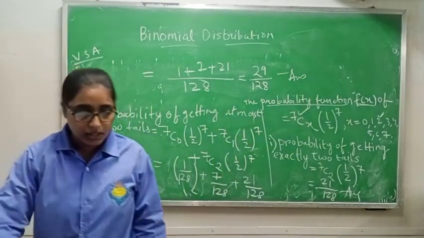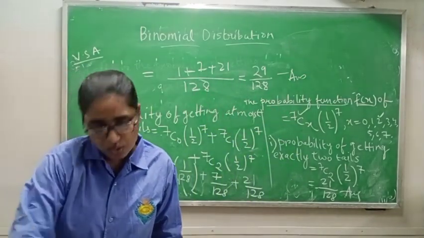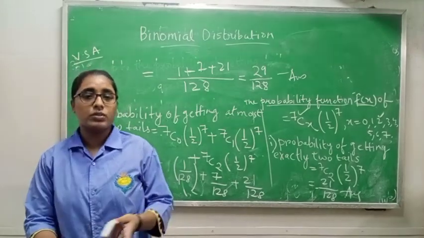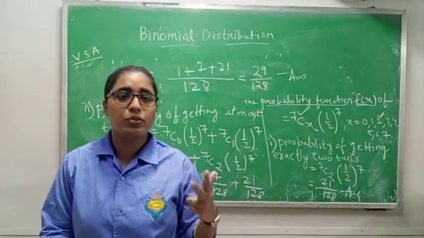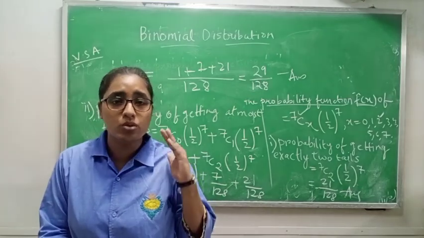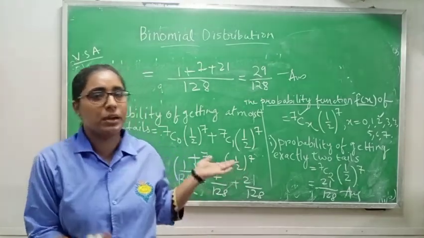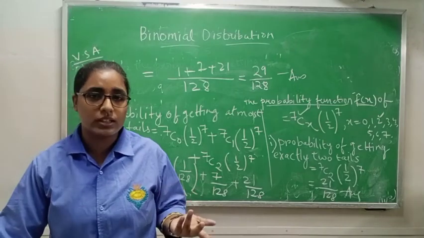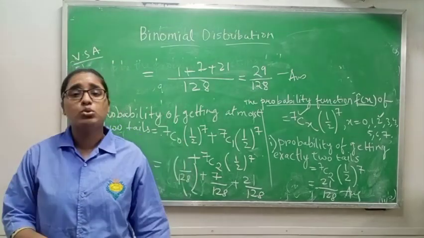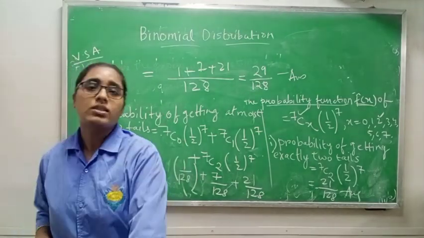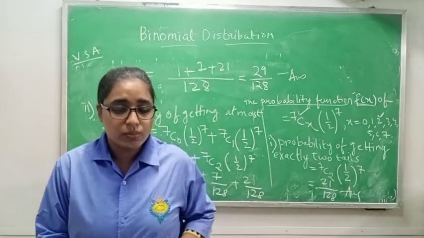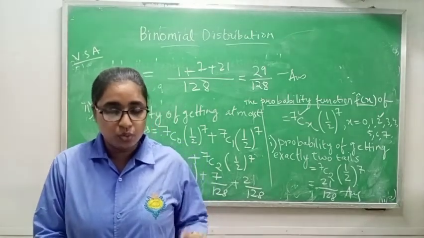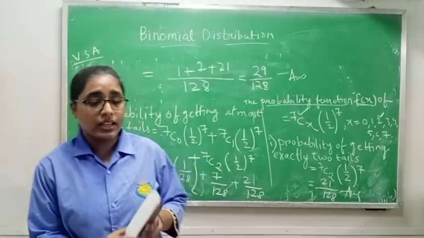Okay. Now third they are asking at least 2 tails. At least 2 tails means minimum 2 tails. It can be more than that: 3, 4, 5, 6, 7. It can go up to 7, because there are only 7 unbiased coins. You will not be able to go more than 7. So it will start from 2 and go up to 7. So at least 2 tails means 2, 3, 4, 5, 6, 7.